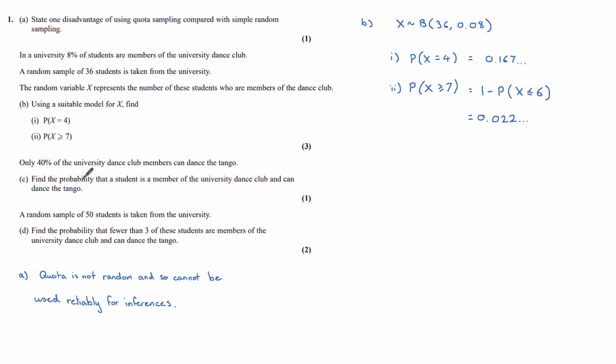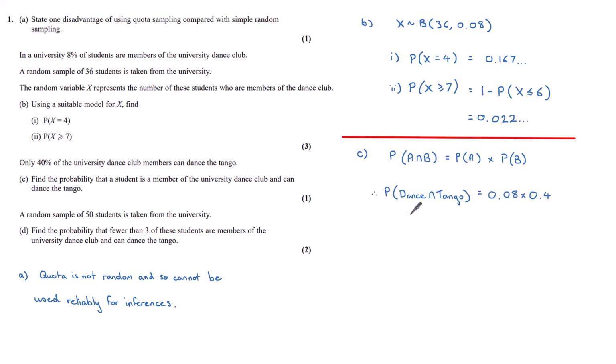Only 40% of the university dance club members can dance the tango. Find the probability that a student is a member of the university dance club and can dance the tango. So this is a GCSE rule for probability actually, that if we have two probabilities, the probability of one and the other occurring is the probability of the first multiplied by the probability of the second. And so the probability you're in the dance club and can tango is the probability that you are in the dance club, which is 0.08, multiplied by the probability that you can dance the tango, which is 0.4. And this works out to be 0.032.